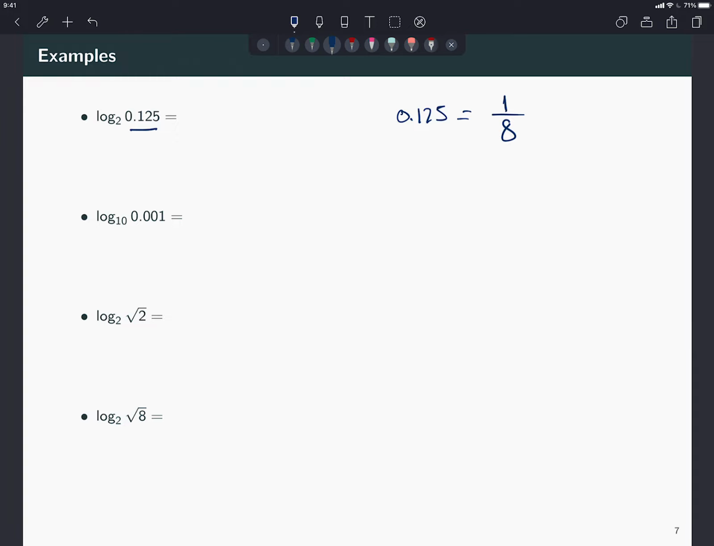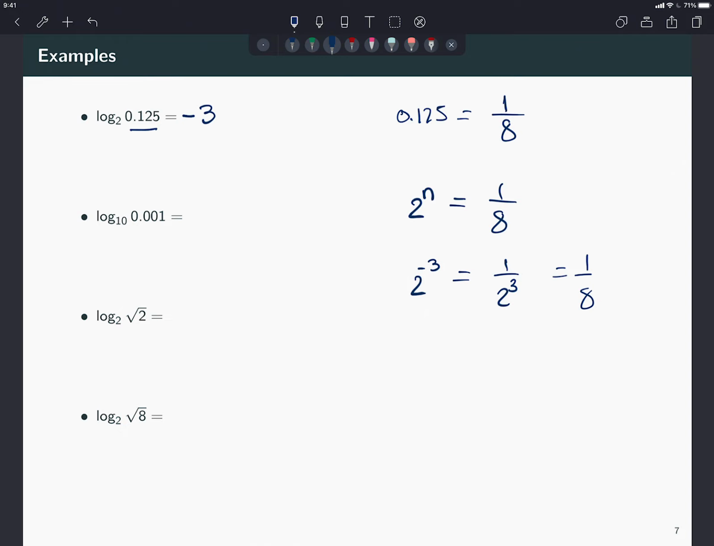And then remember that what I'm looking for is a number n such that 2 to the power of n gives me 1 over 8. And again, remembering our exponent rules from before, we see that 2 to the power of negative 3 gives me exactly 1/8, right? Because this would be, let me write one more step here, 1 over 2 to the 3, which is 1 over 8. So the exponent here that I'm looking for is negative 3.